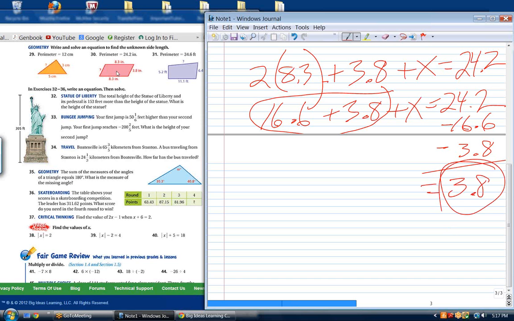So what does that make that figure if that's 3.8? What kind of figure is that called? A parallelogram. Very good.